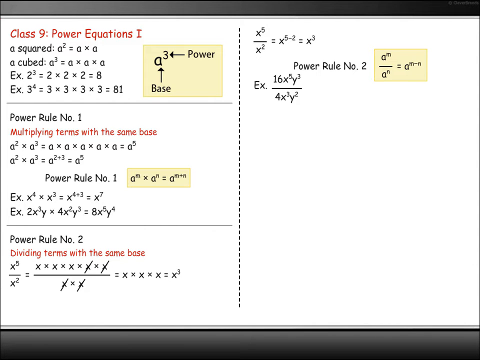For example, simplify 16 x to the power of 5 y cubed over 4x cubed y squared. 16 divided by 4 gives 4. Now use power rule number 2. X to the power of 5 divided by x cubed is x squared. And y cubed over y squared is y.